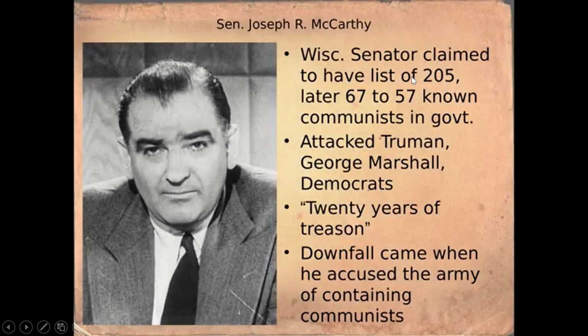You also had Joseph McCarthy, who is a Wisconsin senator, who comes out and says, I have a list of 205 names of communists that are working in the government. And so people are all scared, and they're like, oh, tell us who it is. And he's like, well, I'm going to. Let's have some investigations. And this makes him very powerful because he basically has got the attention of everybody, and he's the one who can find them, and he's got the list.